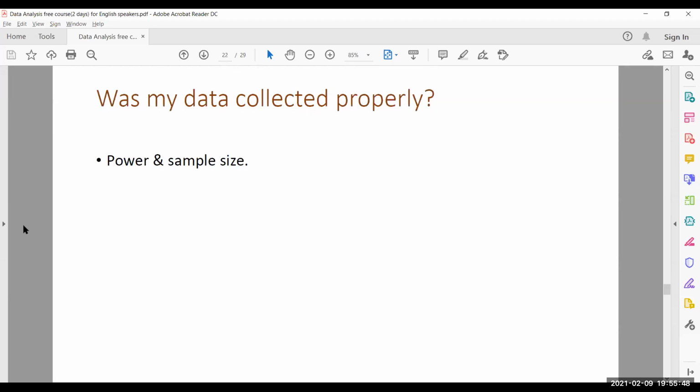The question: was my data collected properly? Even if I have followed your steps or your criteria, the sample size table, the time frame, the subgrouping, is there a statistical tool which may assure me that I have a representative sample? Yes, something in statistics called power and sample size.